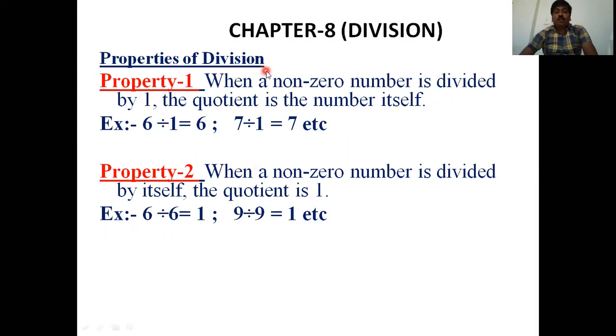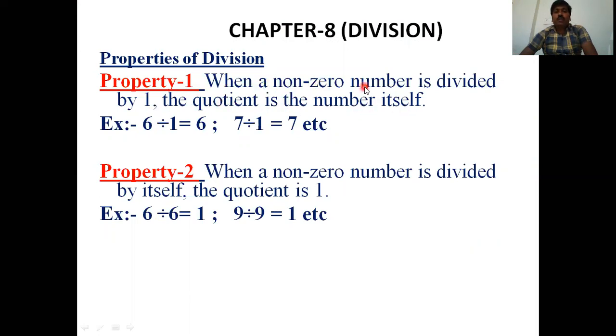What are the properties of division? There are many types of properties of division possible, but in class 3 we will discuss only 4 properties. First property: when a non-zero number is divided by 1, the quotient is the number itself.